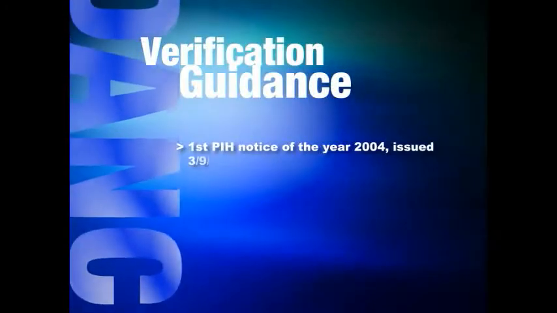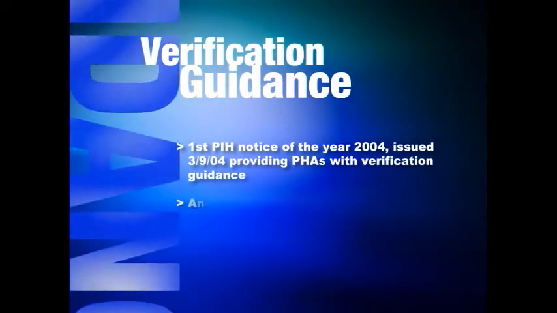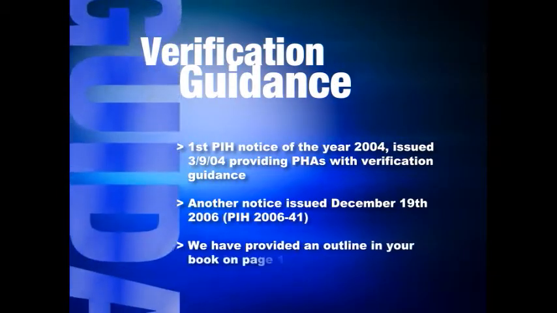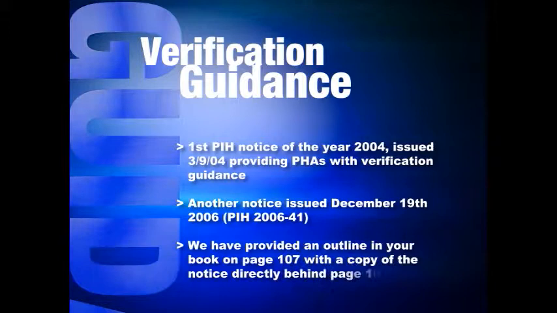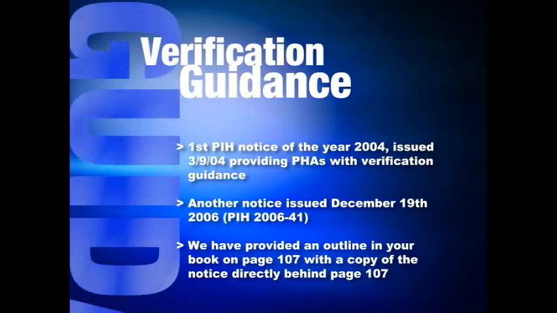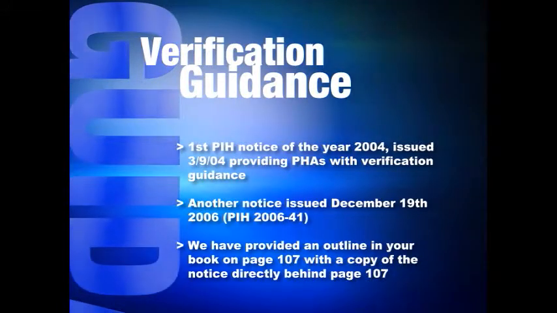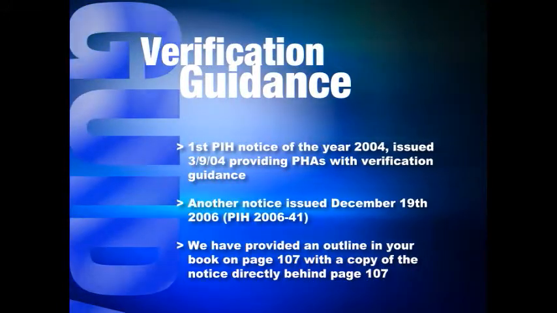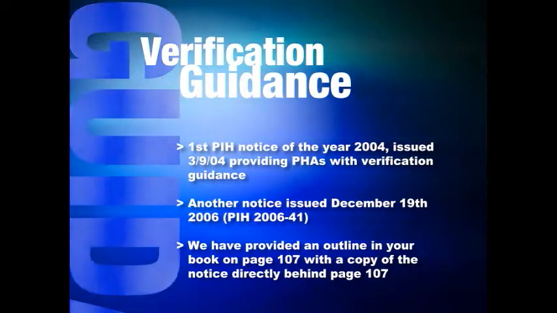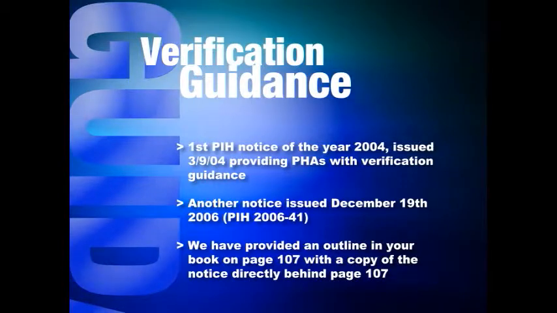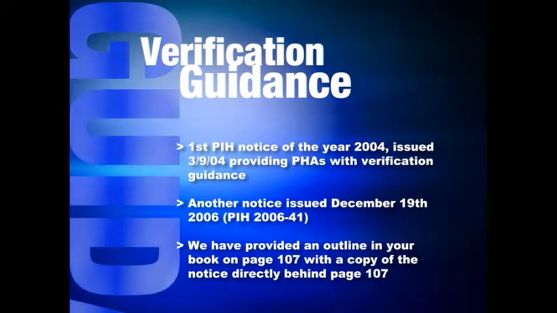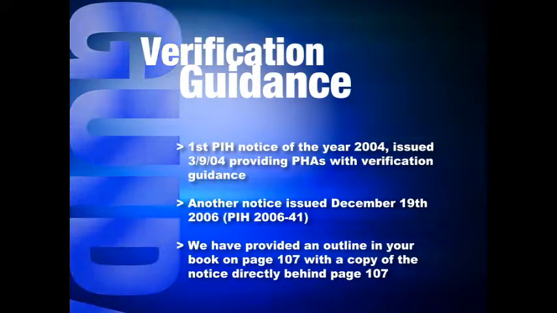Our first PIH notice of the year 2004, issued on March 9, 2004, provided housing authorities with verification guidance. This PIH notice is 36 pages. You can go to HUD's website to download this notice for additional guidance. We also had another notice issued back in 2006 on December 19th, PIH 2006-41. This notice provides guidance for obtaining verification of Social Security and SSI benefits.